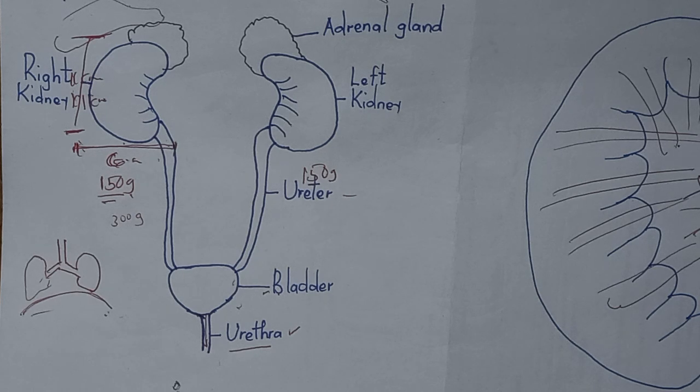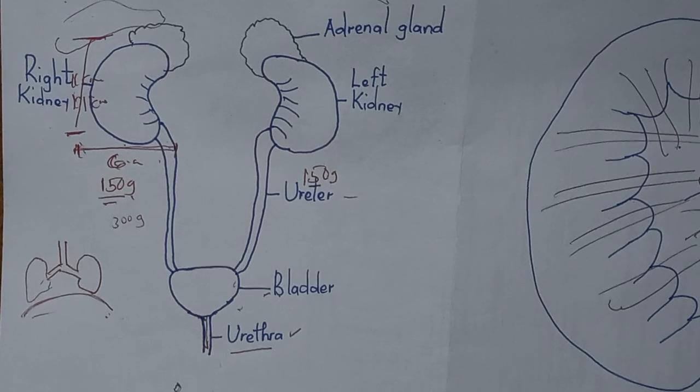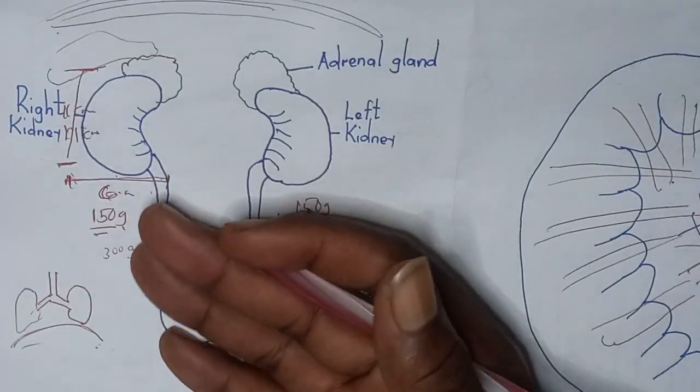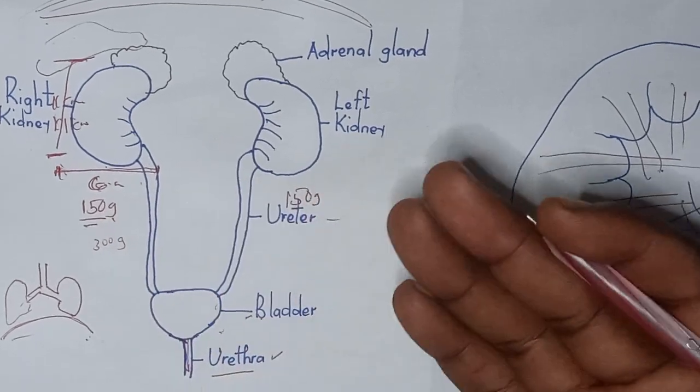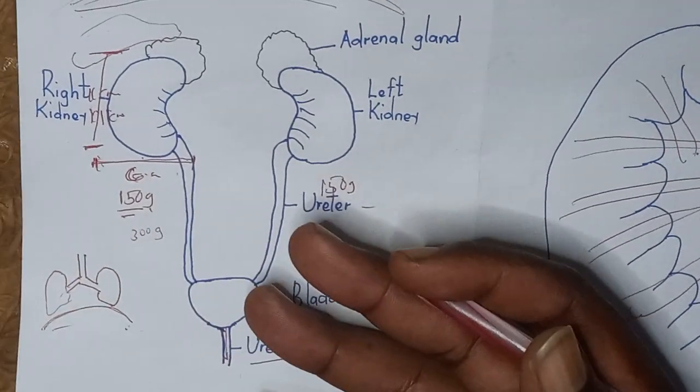Today I'm here to elaborate on the human kidney. A human kidney is found on the posterior of the abdominal wall. This means it is found at the back. So when surgery is being done, the kidney is extracted from the back.